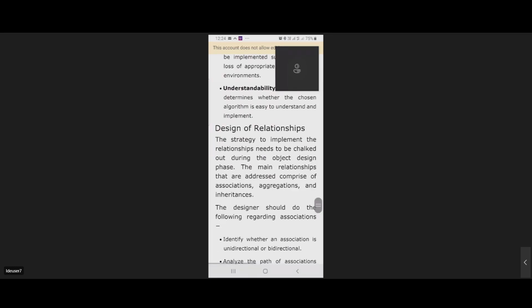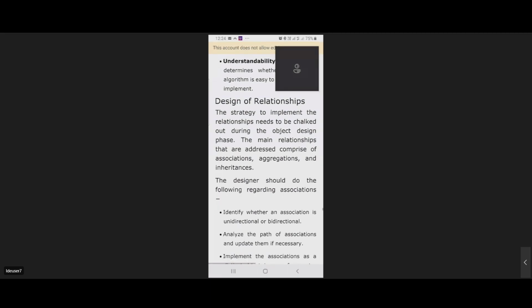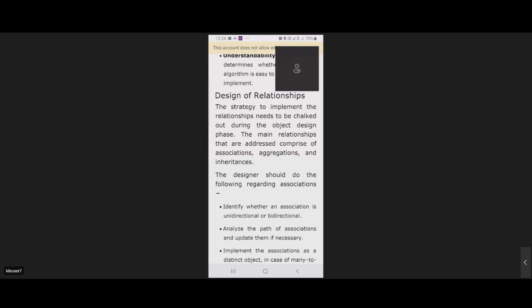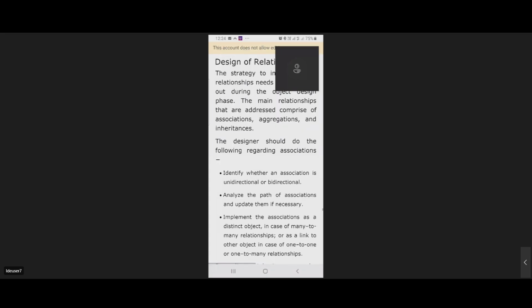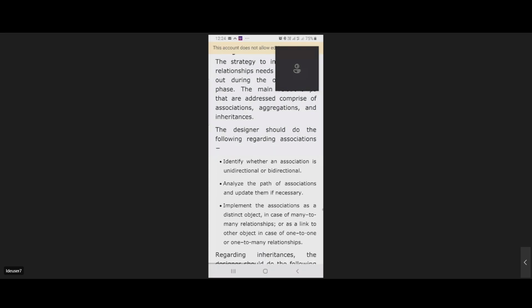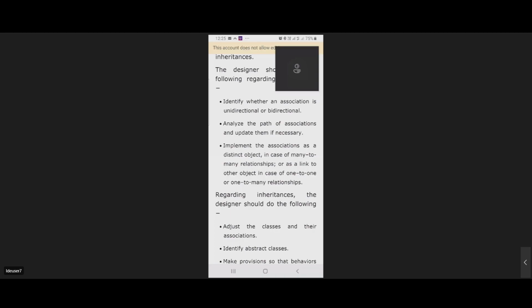The design of the relationships, the strategy to implement the relationships, needs to be charted out during the object design phase. The main relationships that are addressed comprise associations, aggregations, and inheritance. What are the associations that are allowed when designing your algorithm? Identify whether an association is unidirectional or bidirectional. Analyze the path of association and update them if necessary. Implement the association as a distinct object in case of many-to-many relationships, or as a link to other objects in case of one-to-one or one-to-many.